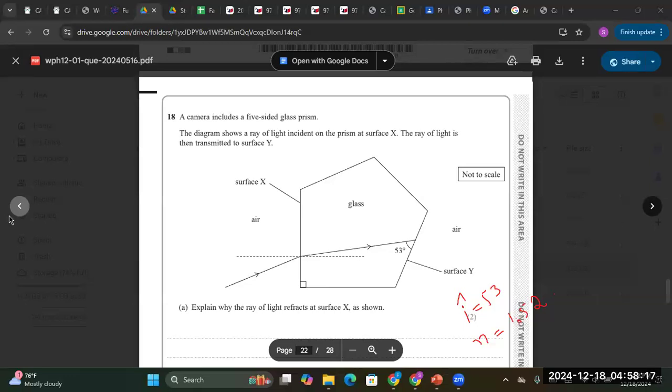The critical angle. So that is step number one. Step number one is you find the critical angle. What formula can you use? Look at the information given. What formula can we use to find the critical angle?